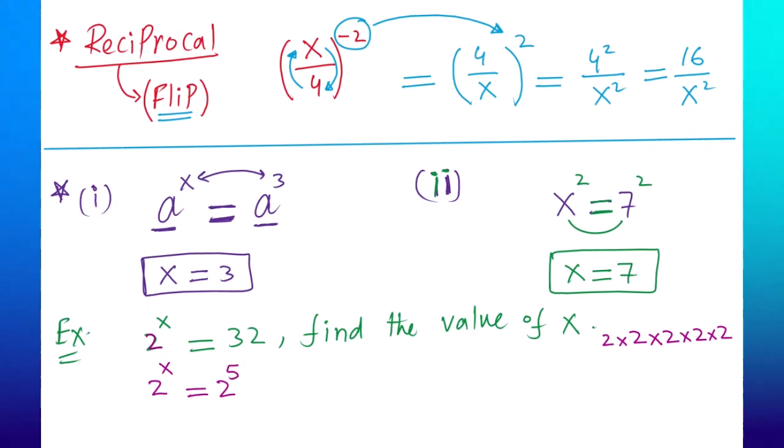Now, bases are same on both sides of equality. It means powers are same. So what is the value of x? x is equal to 5. Hopefully, guys, you understand this concept. If bases are same on both sides of equality, it means powers are also same, and we use this to solve these questions in the exam.